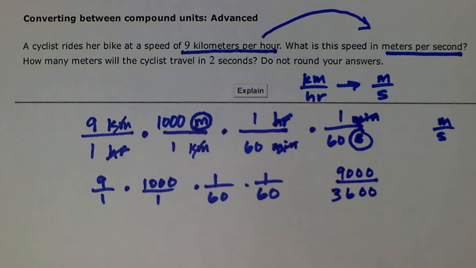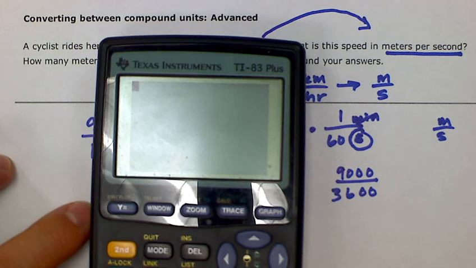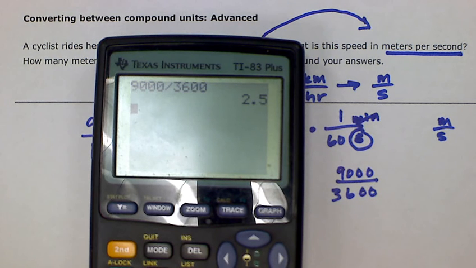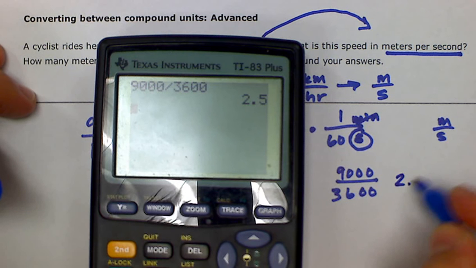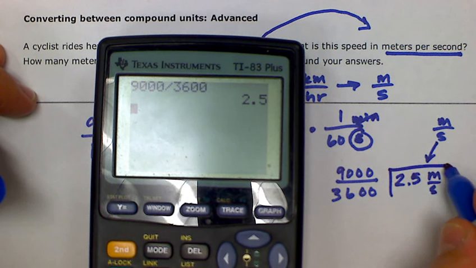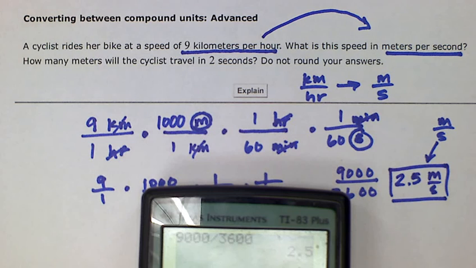So let me just grab my calculator since it says that it doesn't want to round answers. And we will, let me put this on here, there we go. So we'll take 9,000 and divide it by 3,600. And that gives us 2.5. So we have 2.5, and remember our units, meters per second. So 2.5 meters per second is the equivalent of 9 kilometers per hour.